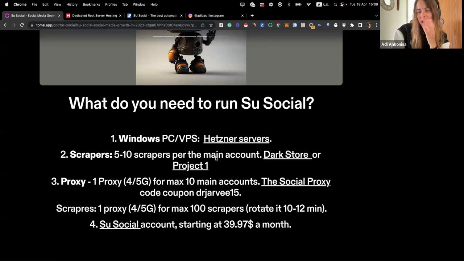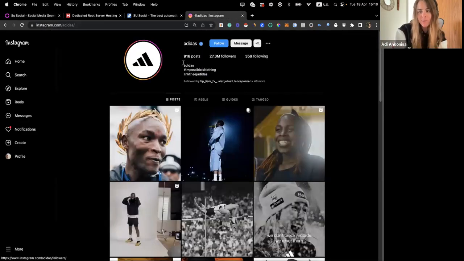As for where to get the scrapers and the ratio, we would recommend working with between 5 to 10 scrapers per main account. So let's say my main account is Adidas. I want to grow Adidas. It's my client, so it's one main account. I will need between 5 to 10 scrapers. It really depends on how many actions you're going to do and how many filters you're going to add.